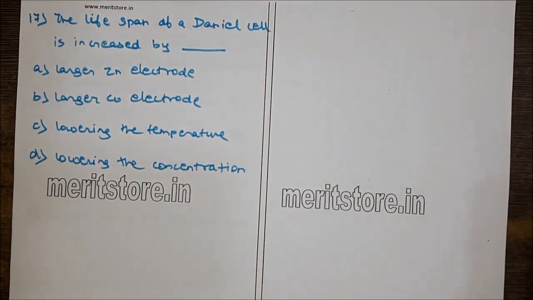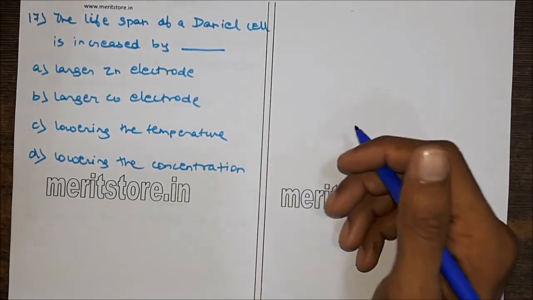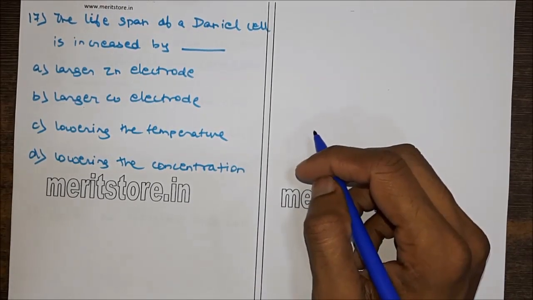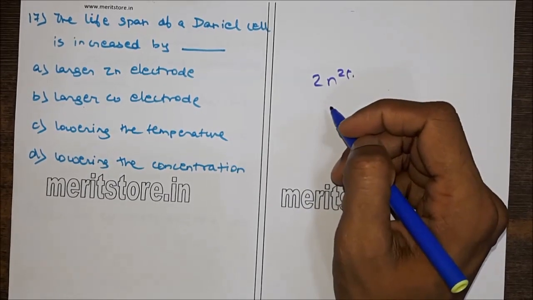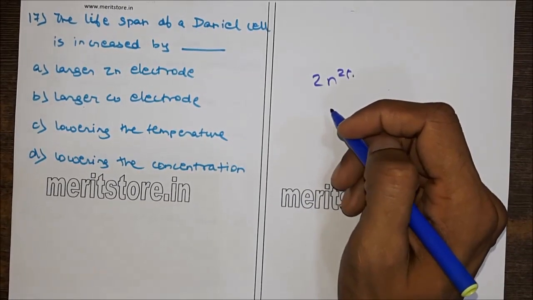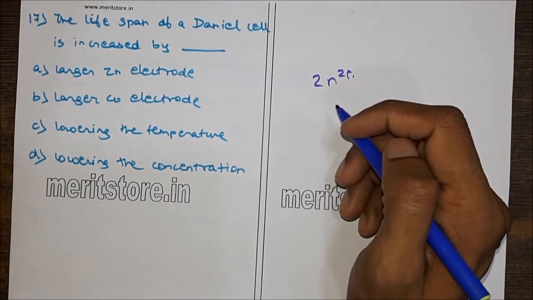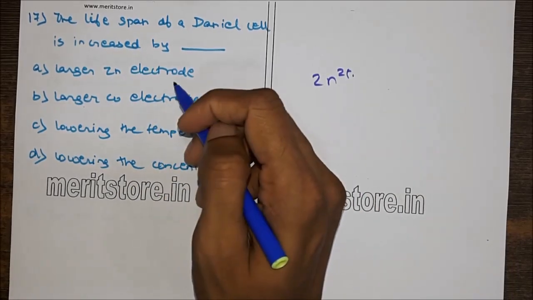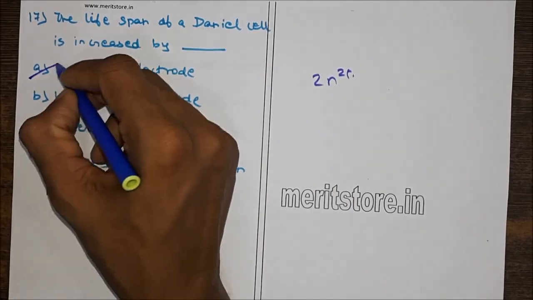Question 17. The lifespan of a Daniell cell is increased by, we're given 4 options. In a Daniell cell, the zinc atoms from the zinc rod lose their valence electrons and dissolve as Zn²⁺ cations in zinc sulfate solution. So the zinc rod gets depleted as the cell is working. So we conclude that a larger zinc electrode is needed to increase the lifespan of the Daniell cell. So option A is the correct answer.